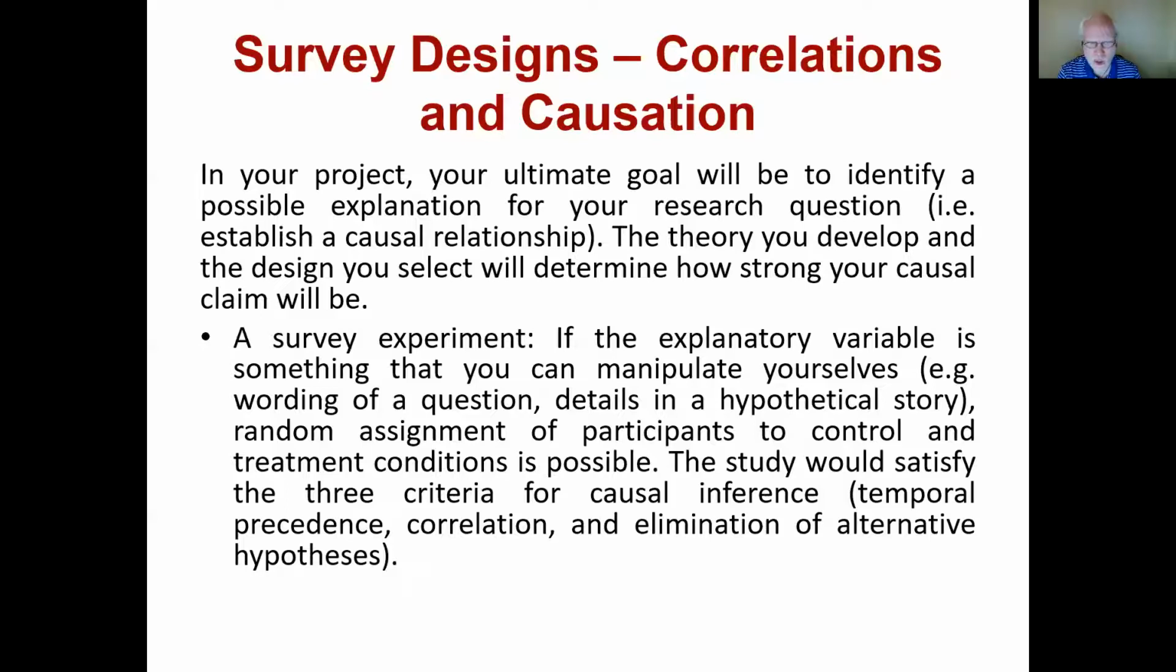The study would satisfy the three criteria for causal inference. Temporal precedence: your manipulation definitely comes before your outcome, because you give the manipulation and then ask the follow-up questions. You can establish correlation. And elimination of alternative hypotheses is done by virtue of having multiple groups and random assignment. So elimination of alternative hypotheses will control everything except for possible social threats to validity.